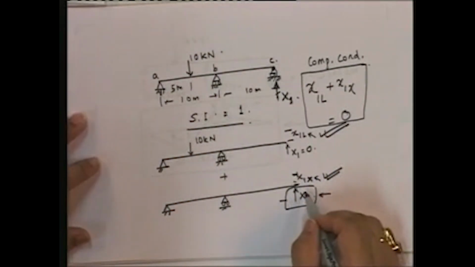And once you have found out the value of the redundant force, then you've got essentially a statically determinate structure for which you can find out the axial force in the members in a truss, or the bending moment diagram and shear force diagram for a beam structure.